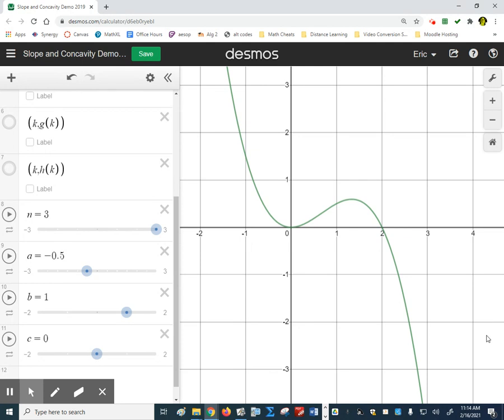Aren't these kind of fun math puzzles? Don't you just love them? So what do you think? What's the shape of the derivative going to be?